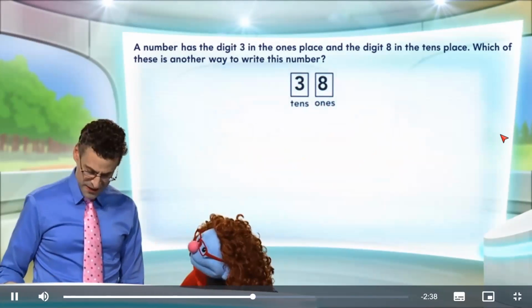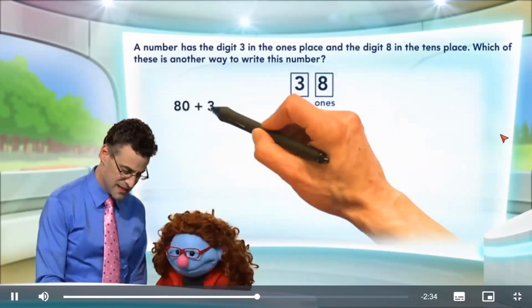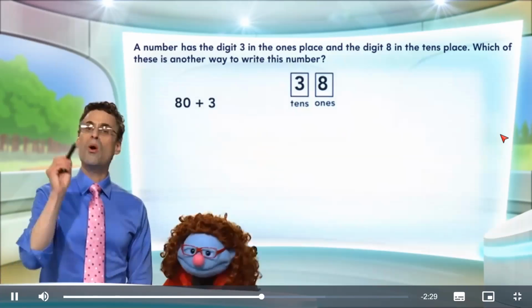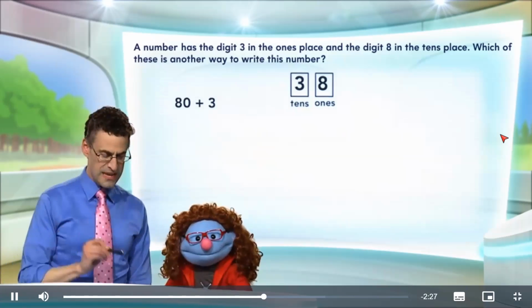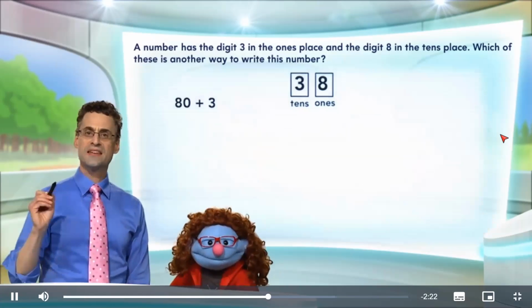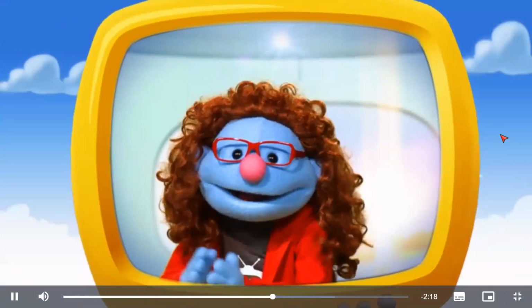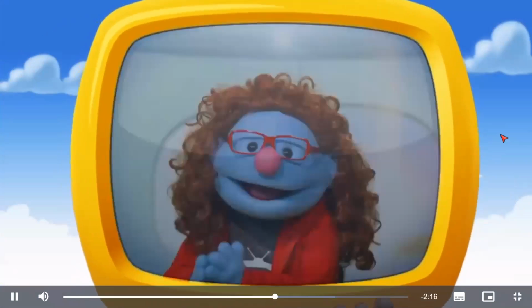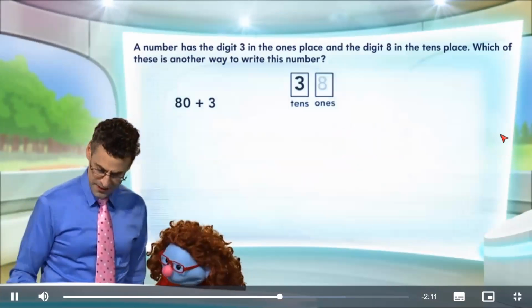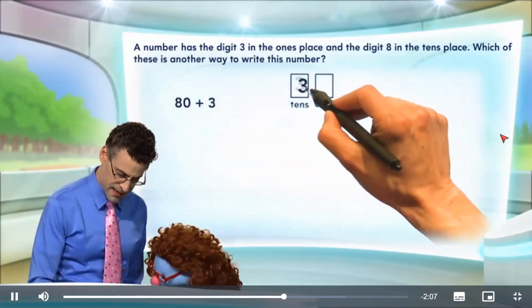I'm going to bring on another contestant, and let's give everyone a chance to think about it. Here's the next contestant. This one is 80 plus 3. Now I want you to see if 80 plus 3 is our number. Do we have a 3 in the ones place and the digit 8 in the tens place? Think about it. Okay, so let's see how you did. First, let me remove our previous guess.